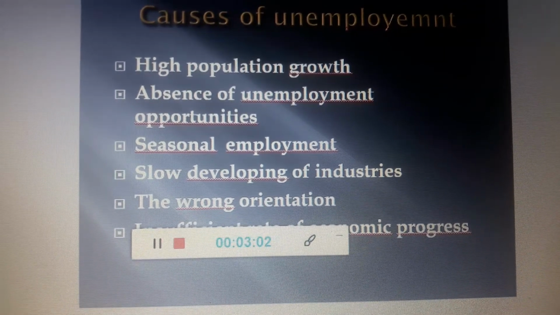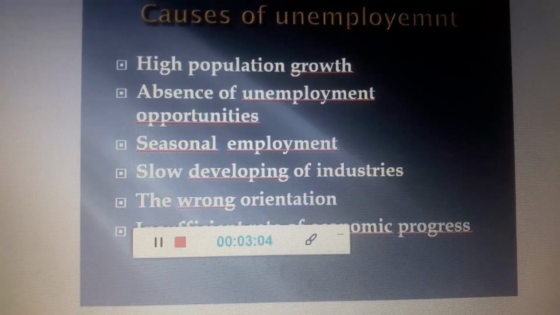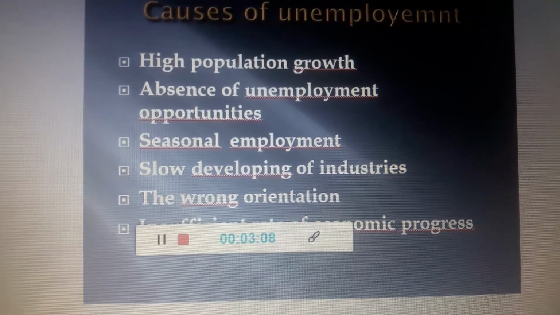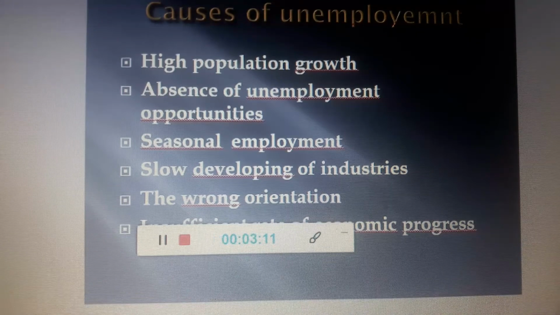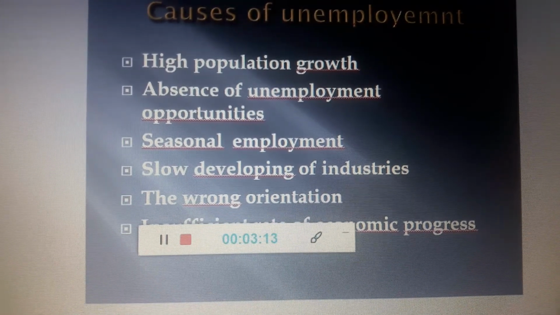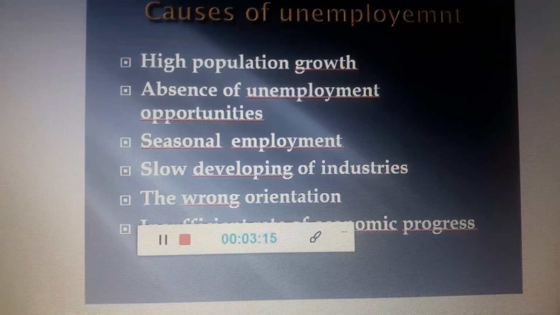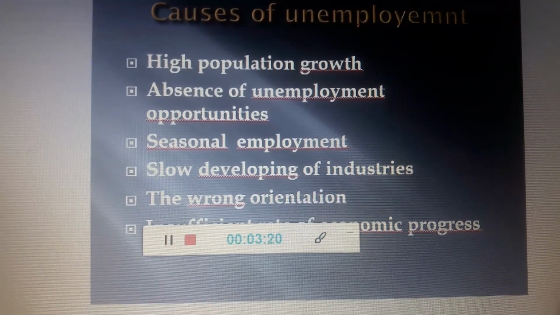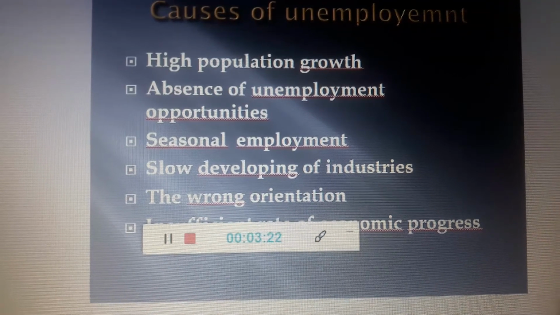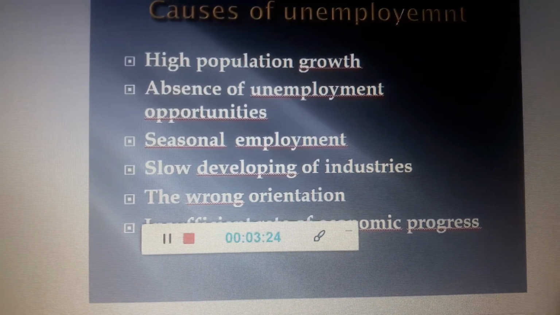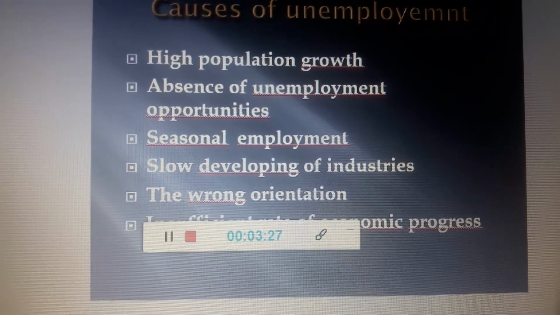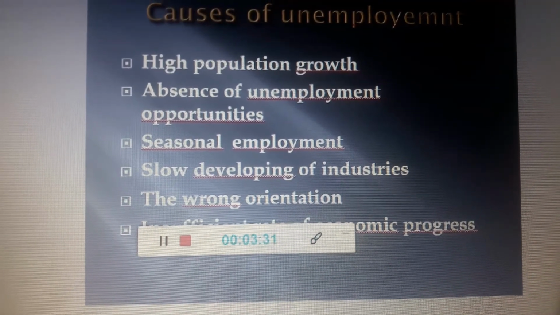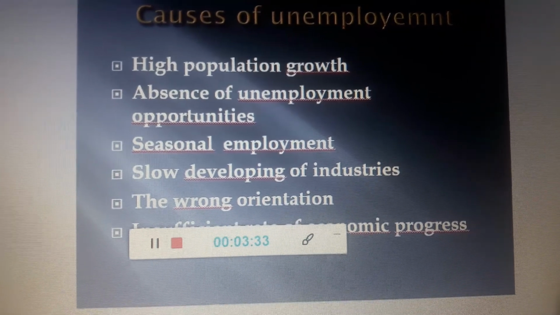If I want to explain what seasonal employment is, I will give you an example like Morocco. As we know, our economy in Morocco is based on agriculture. So in the agricultural season, we have more opportunities to find a job. The fourth is the slow development of industries. We don't find a lot of factories. And the fifth is work orientation, and this is a big problem in education.